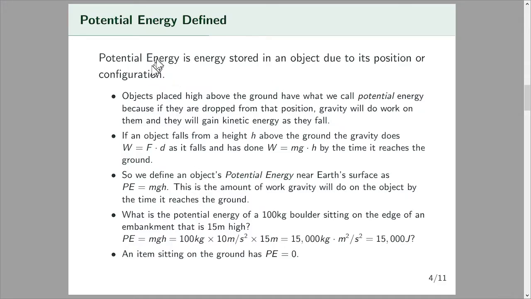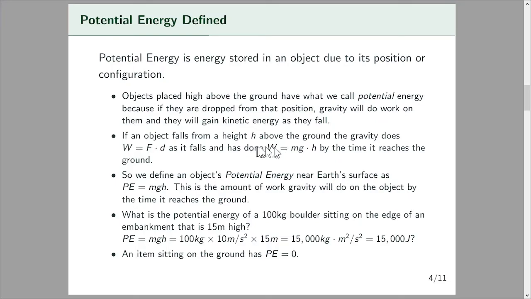So this leads to the concept of potential energy. We say potential energy is the energy stored in an object due to its position or configuration. For gravity, the potential energy is stored due to its position. How high up is it above whatever it's going to land on determines how much potential energy it has, how much work gravity would end up doing on it. Objects placed high above the ground have this potential energy because if they're dropped from that position, gravity is guaranteed to do work on them, and they'll gain that energy as they fall, mg times h.